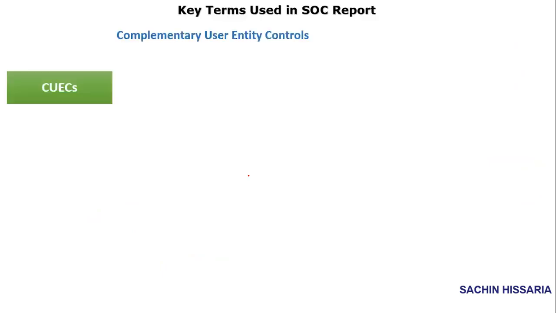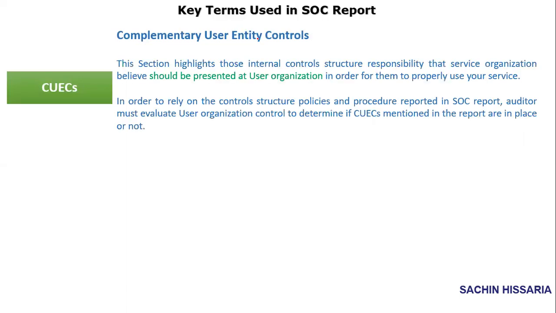Now we will be discussing some of the key terms which are used in the SOC report. First term is CUEC. What is the full form of CUEC? It is complementary user entity control. So guys, whenever you refer to any SOC report, you will find one section of CUEC. This CUEC section will highlight the controls which need to be present at a user organization in order for them to properly use the services.